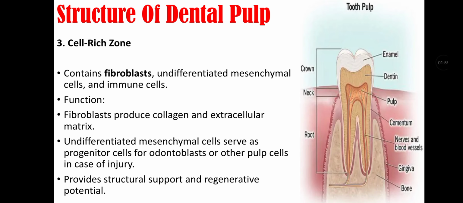Third layer is cell-rich zone that contains fibroblasts, undifferentiated mesenchymal cells and immune cells. Its function includes: first, fibroblasts produce collagen and extracellular matrix. Second, undifferentiated mesenchymal cells here serve as the progenitor cells for odontoblasts or other pulp cells in case of injury. Third, it also provides structural support and regenerative potential.